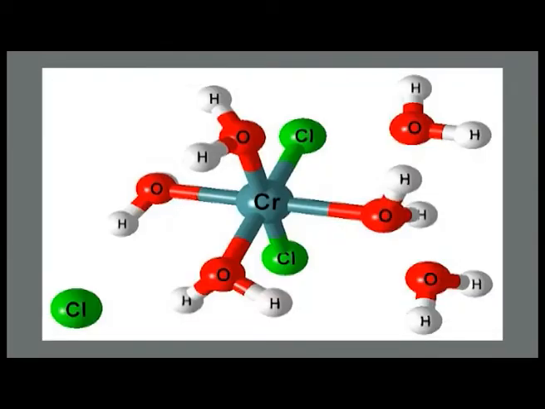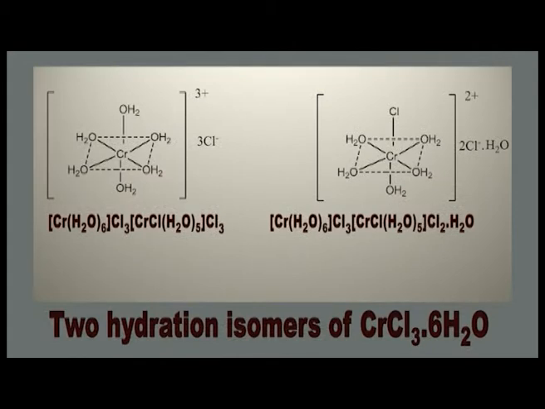Similarly, if 2 Cl minus ions act as ligands and 2 water molecules are water of crystallization, then the structure formed is [CrCl2(H2O)4]Cl.2H2O. The known molecule of this structure is bright green in color. Like color, other properties of the molecules are also different. So you can understand here that the physical and chemical properties of these molecules are different, and those molecules are called structural isomers, and in the specific class, hydration isomers.